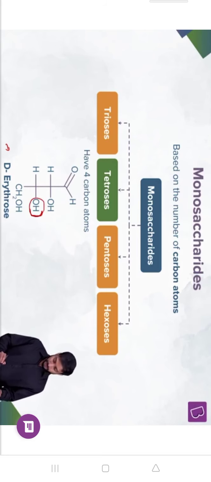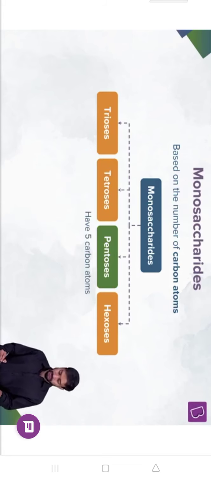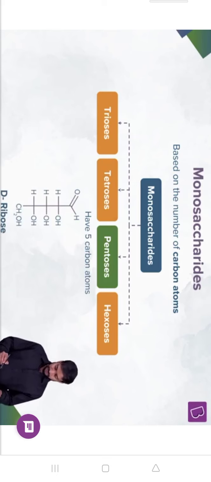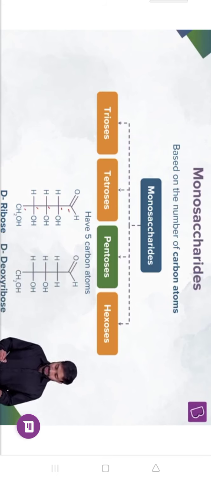So, tetroses have only 4 carbon atoms. Can you see? 1, 2, 3, 4. Pentoses, of course, they will have 5 carbon. 1, 2, 3, 4, 5.